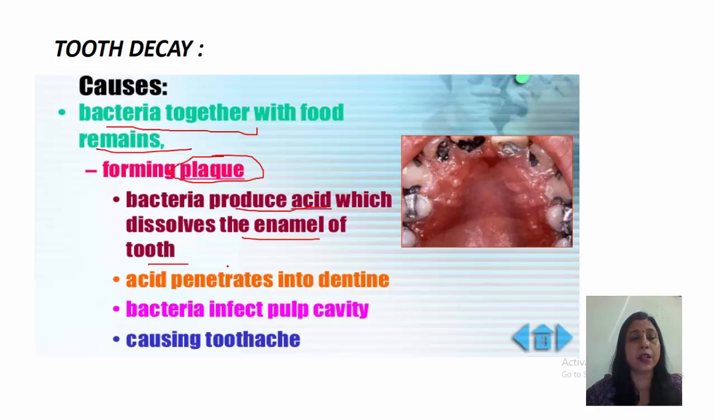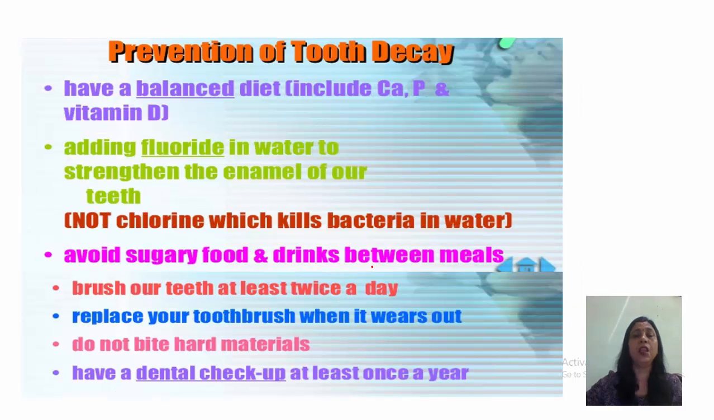This you must have studied in your previous classes. This acid then penetrates into the dentine. It infects the pulp cavity which causes toothache. You can see the condition of the teeth. Now, how can we prevent this tooth decay? We must have a balanced diet which includes calcium, phosphorus and vitamin D. We should add fluoride in water to strengthen the enamel of the teeth.